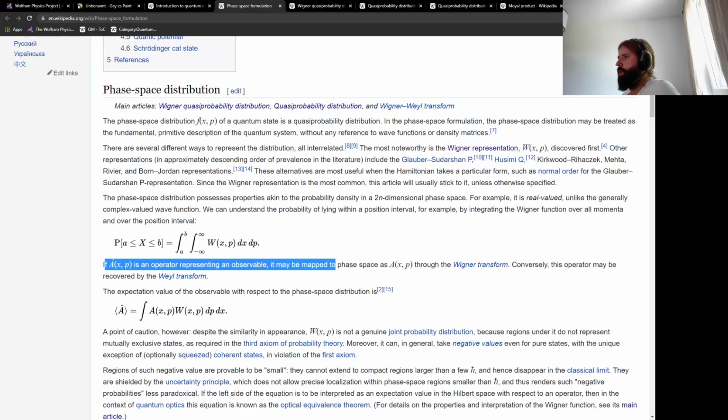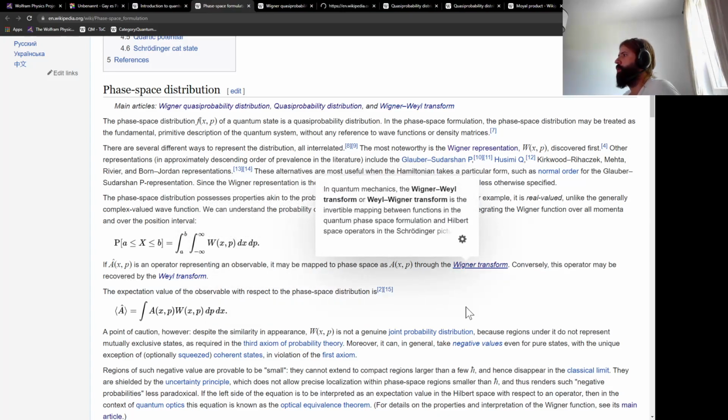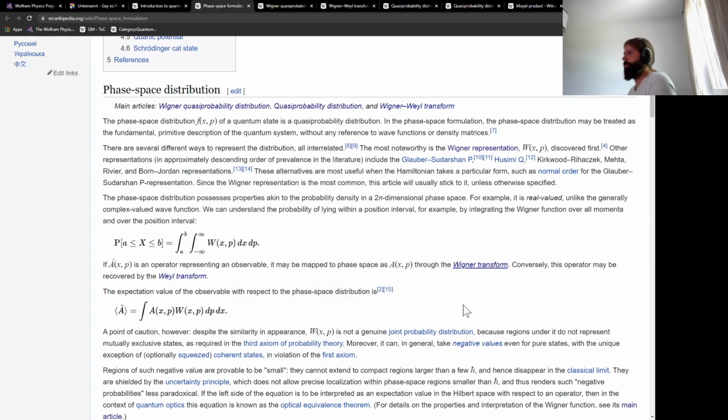If A is an operator representing an observable, it may be mapped to phase space through the Wigner transform. Conversely, the operator may be recovered by the Weyl transform. So there is a way you can transform an operator to something that can act on the Wigner function.